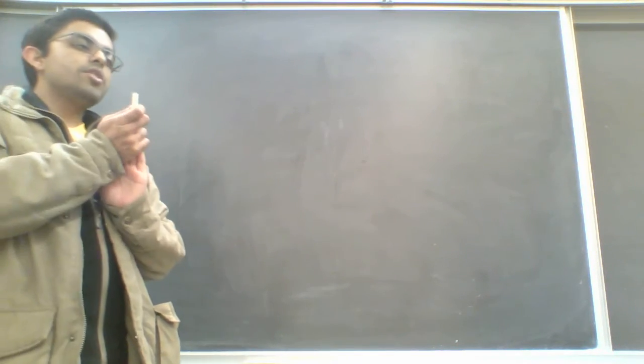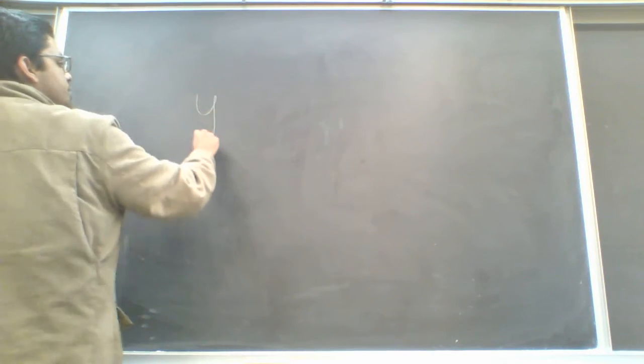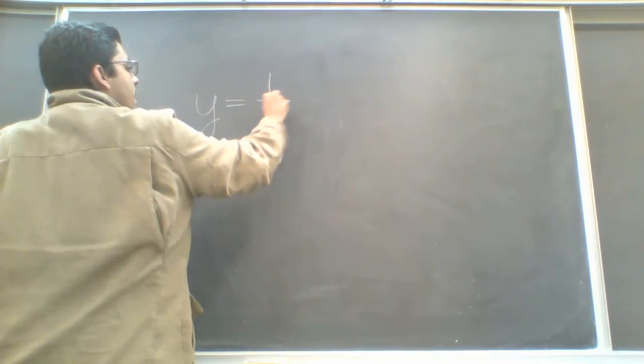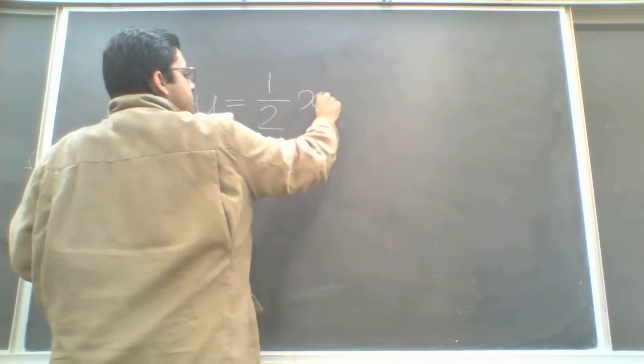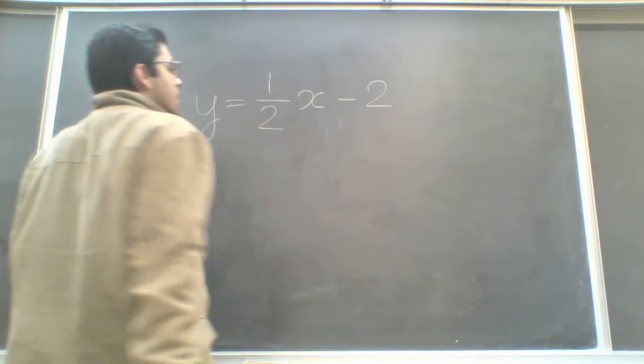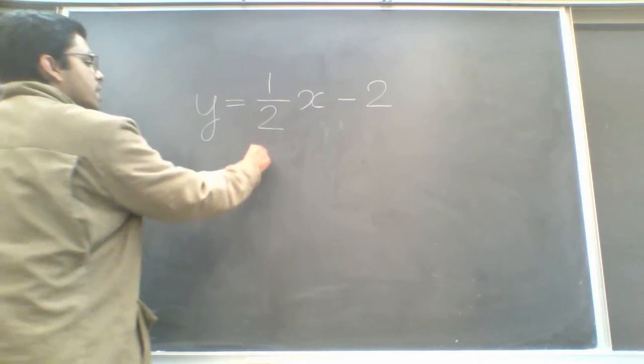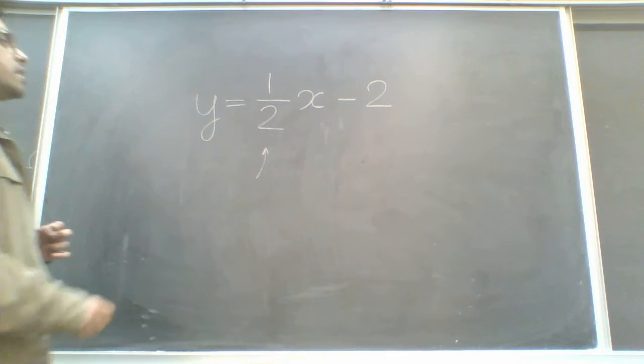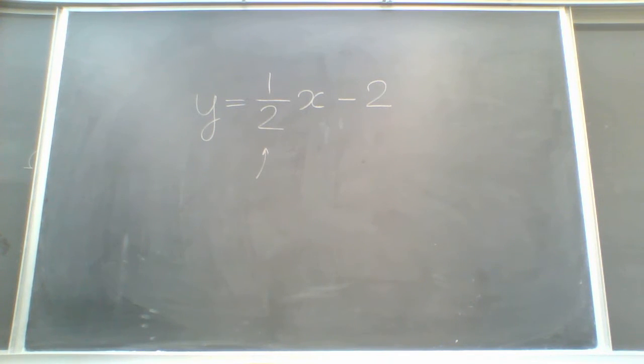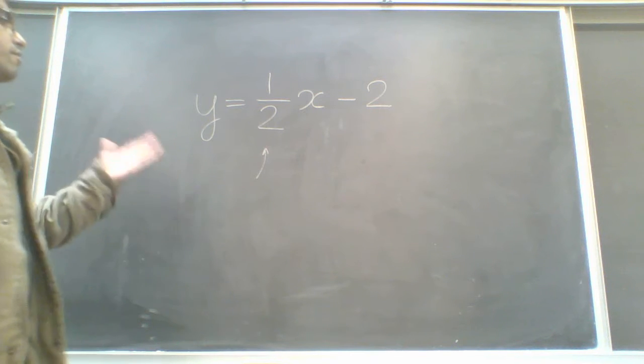So in the last lesson, we went over one more example. We were graphing the function y equals 1/2 x minus 2, just to get a little bit more practice working with the shortcut and working with a slope that is not a whole number. So we were working with the shortcut with a fractional slope.